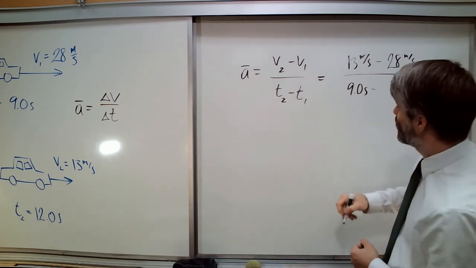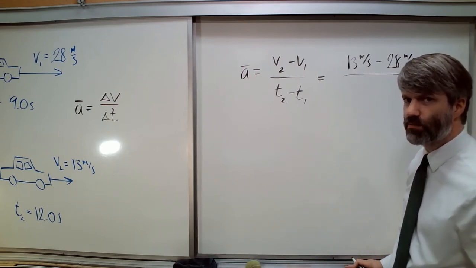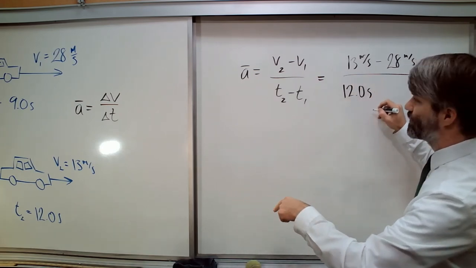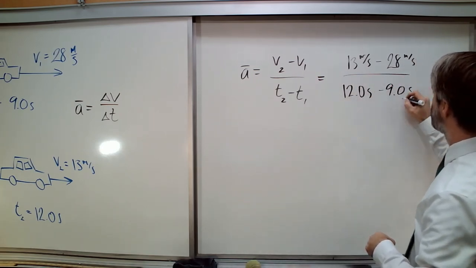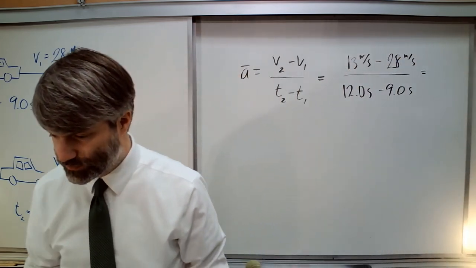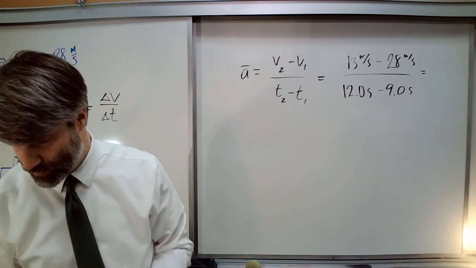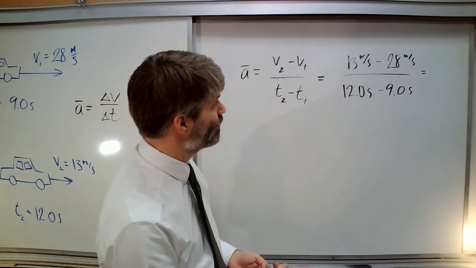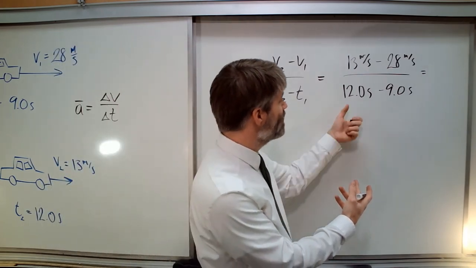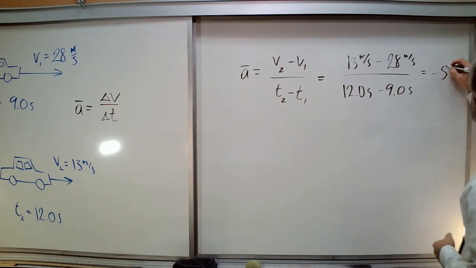Alright, 9 seconds, sorry. Alright, sorry, 12.0 seconds minus 9.0 seconds, and we end up with an acceleration of... What do we get? I gotta actually do this one. 13 minus that is negative 15 divided by 3 is negative 5 meters per second squared.